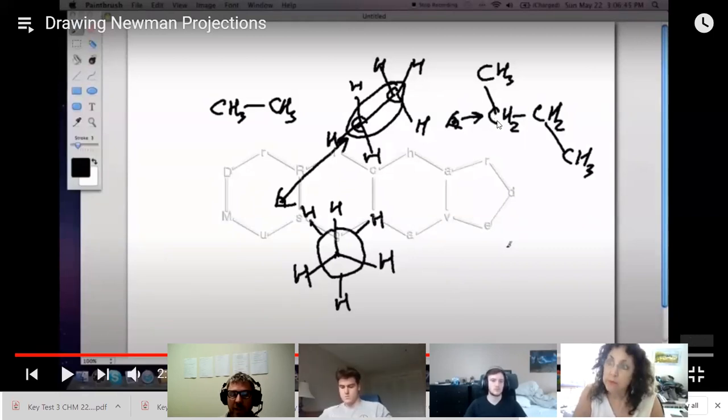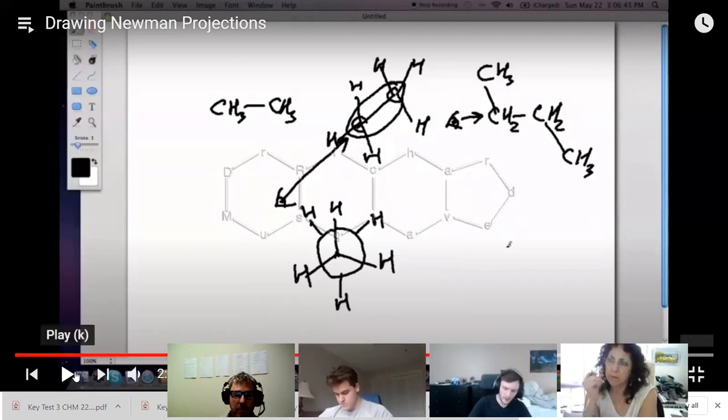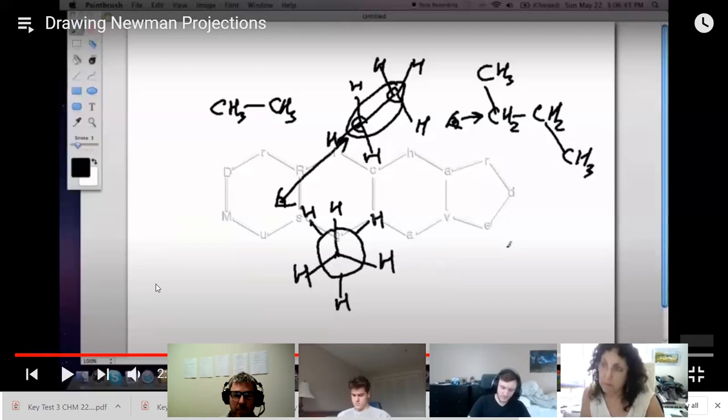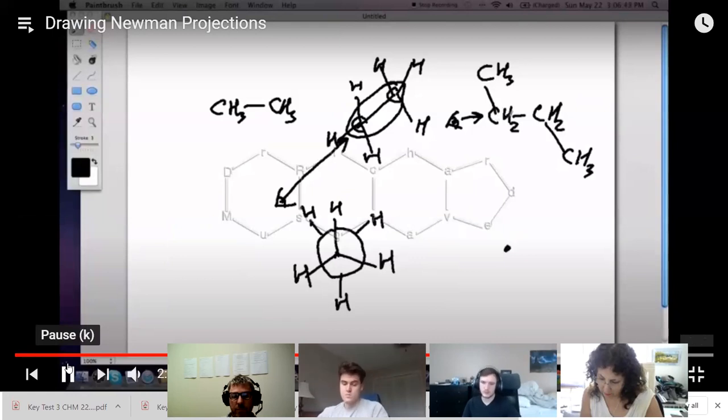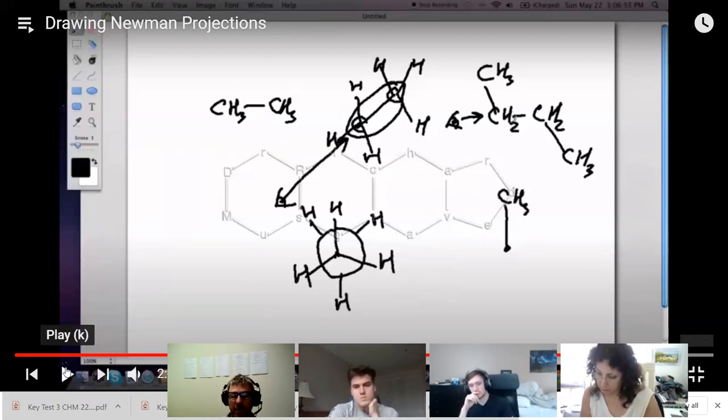As you can see, attached to the C at the front we're going to have a methyl, sticking up, and two hydrogens. On the back one, we're going to have a methyl and two hydrogens as well. Will the bond angle on that front C also be 120 degrees between the hydrogens? It will. That's never going to change. We'll have the dot here representing the C. Connected to this C, I see a CH3 and two hydrogens. Does anybody have any questions so far?